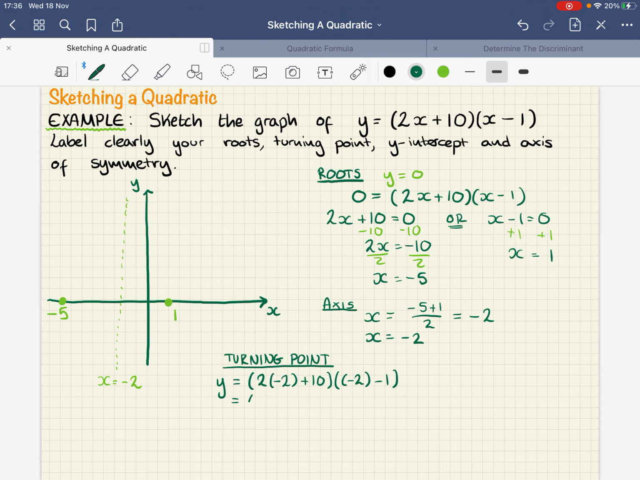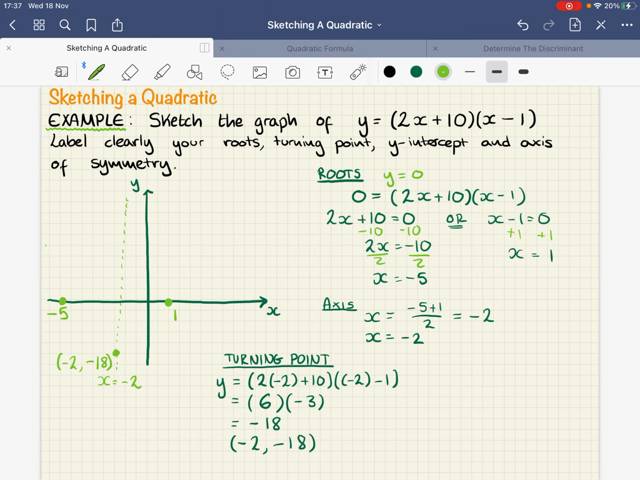So 2 times negative 2, that's going to be negative 4, plus the 10, that's going to give me 6. The negative 2, take away 1, that's going to be negative 3. Then 6 times negative 3, that's going to be negative 18. So that means my turning point is going to be negative 2, negative 18. So I'm going to label that at any random point on my axis of symmetry line. So negative 2, negative 18.